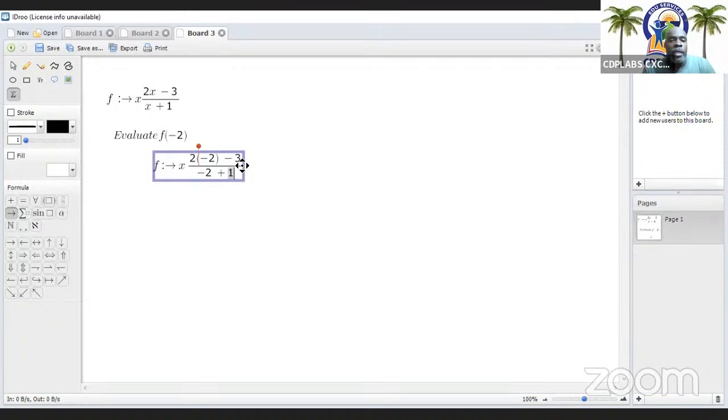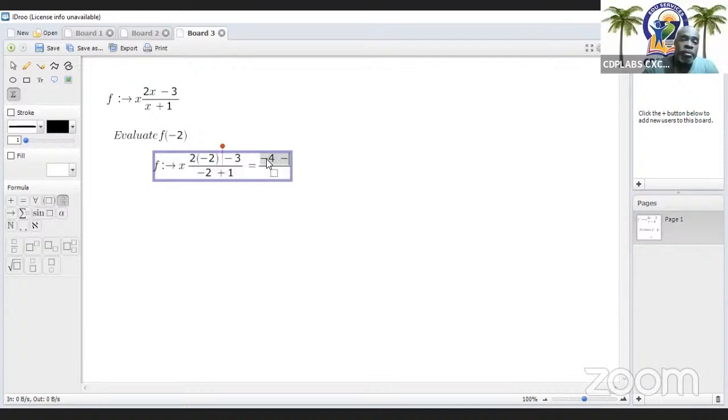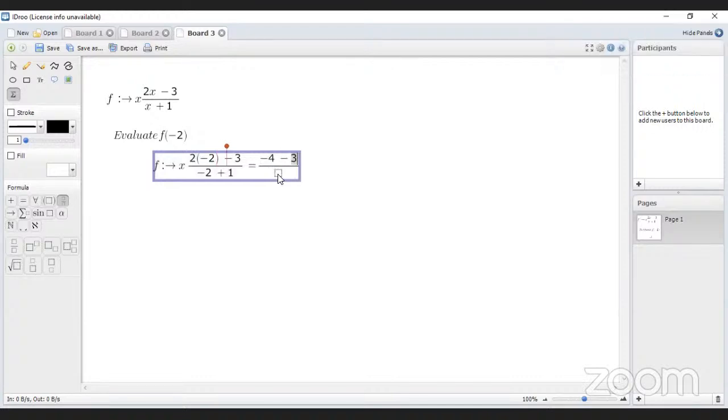So now we're going to calculate that. You're going to get 2 times negative 2, which gives us what? Negative 4, right? Negative 4, minus 3. Say that again. Negative 4 minus 3, the answer is wrong.